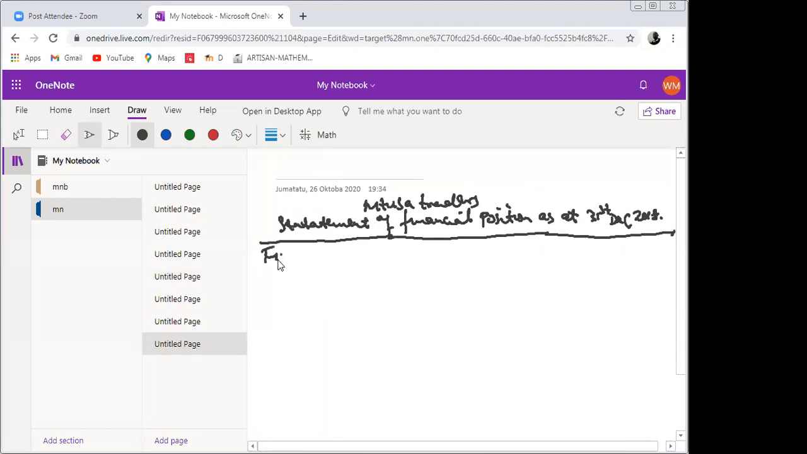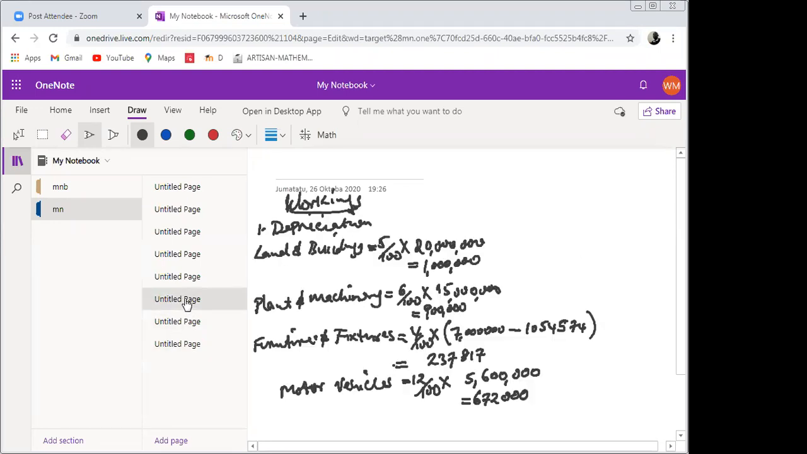So we can start with the fixed assets. We have columns for recording the cost, accumulated depreciation, and the net book value. What are the non-current assets or fixed assets that we have? Number one, we have land and buildings. Land and buildings, the cost is 20 million. The accumulated depreciation, the depreciation that we calculated for the land and the buildings, was 1 million. So we subtract 1 million.